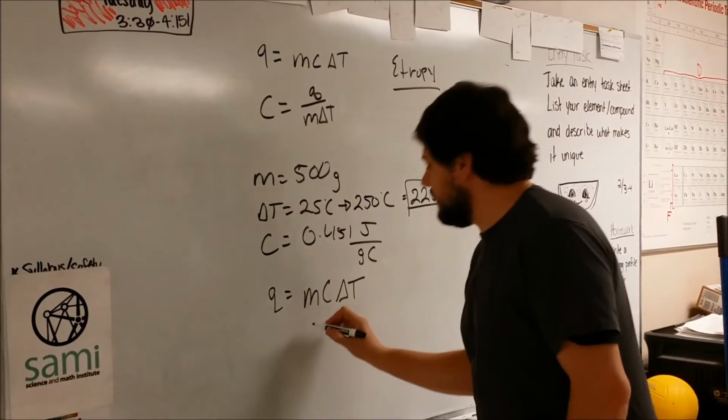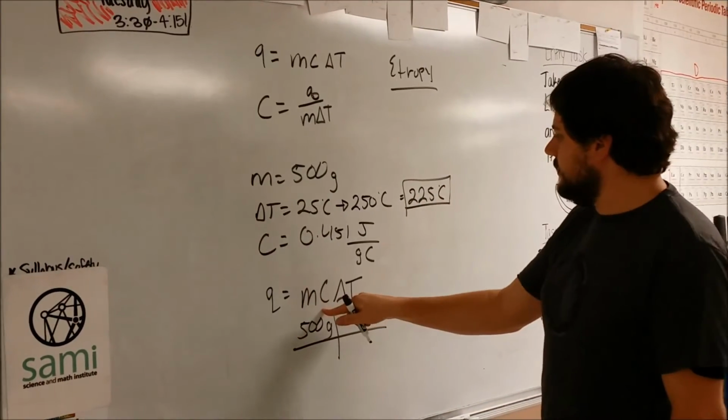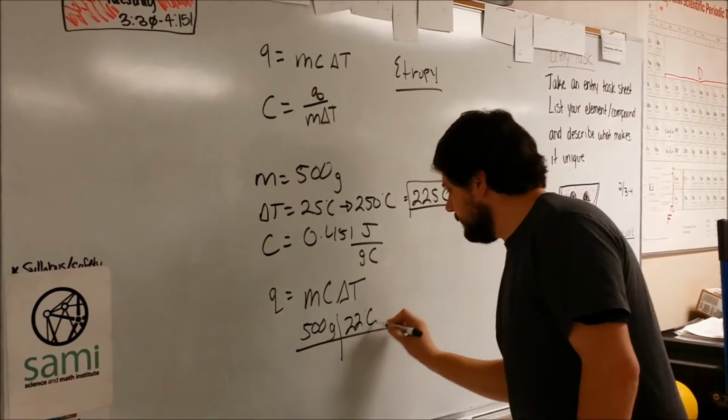So Q is the mass, which is 500 grams, times the C, which is 225. Oh, just kidding.